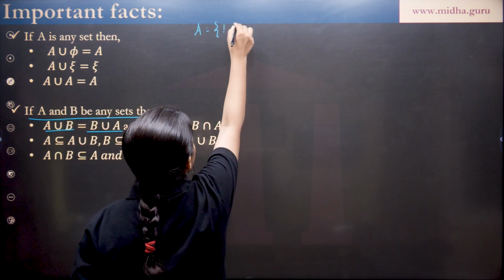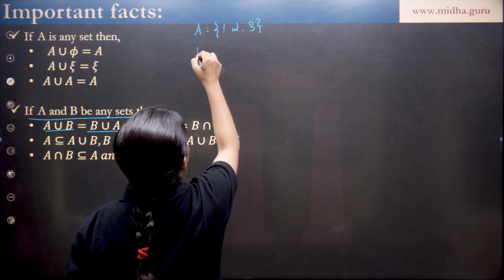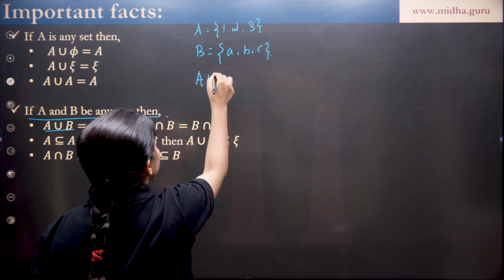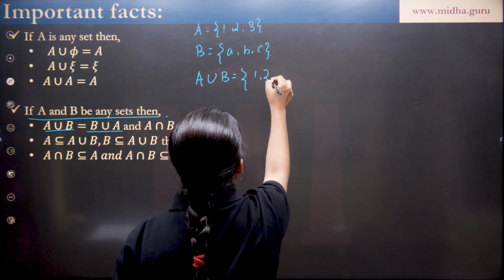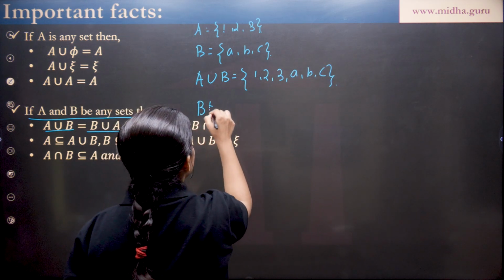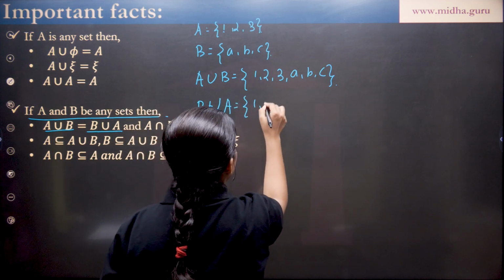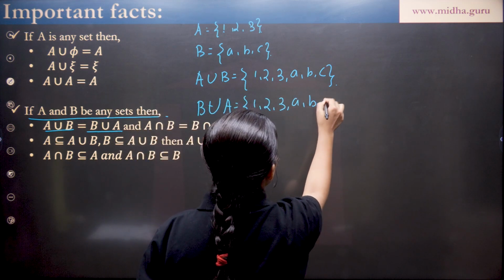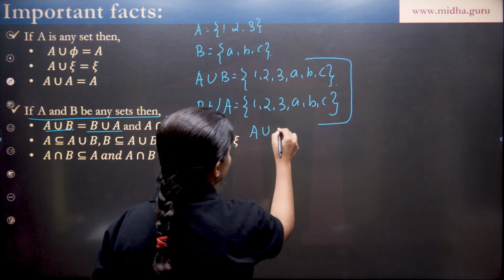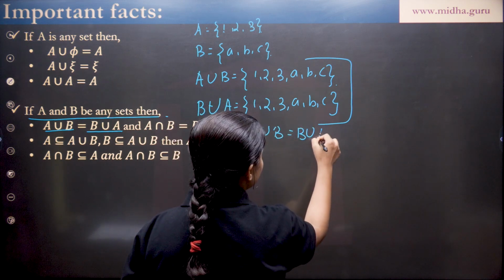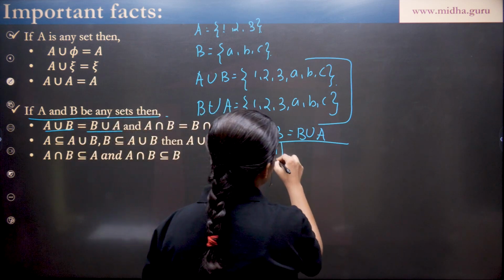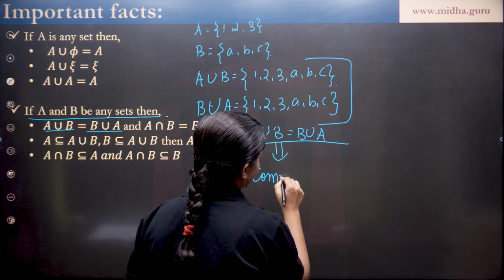A is 1, 2, 3. Okay, and B is a, b, c. So A union B is equal to 1, 2, 3, a, b, c, and B union A is equal to 1, 2, 3, a, b, c. So these two sets are equal. It means A union B is equal to B union A. Right, A union B is equal to B union A, and it is also known as commutative property.